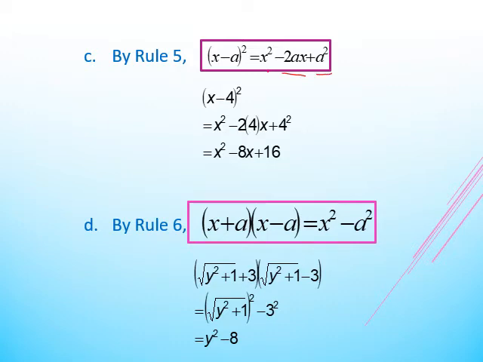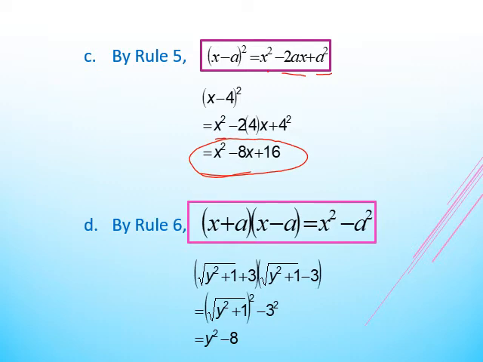Let's take a numerical example. x minus 4 all squared equals x squared minus 2 times 4x plus 4 squared. So the final value will be x squared minus 8x plus 16.